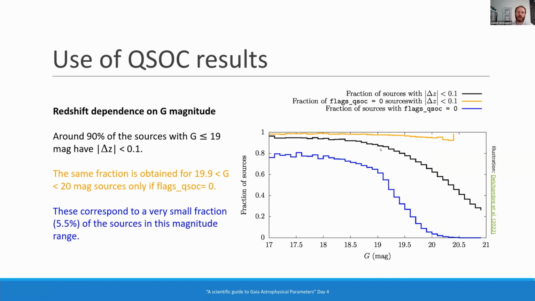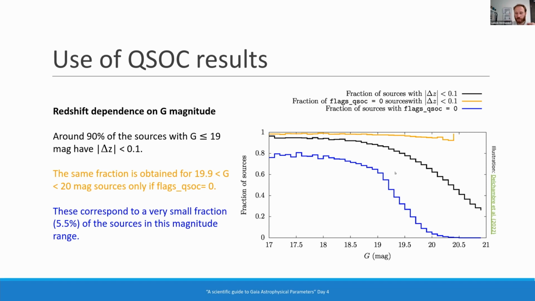Now, let's see how to properly use the QSOC result. The first thing that came to mind is that there should be a dependence on the G magnitude, roughly on the signal to noise ratio. What we see from this plot is that around 90% of the sources with G magnitude lower than 19 have an absolute error on the redshift that is lower than 0.1. So this is the black curve.